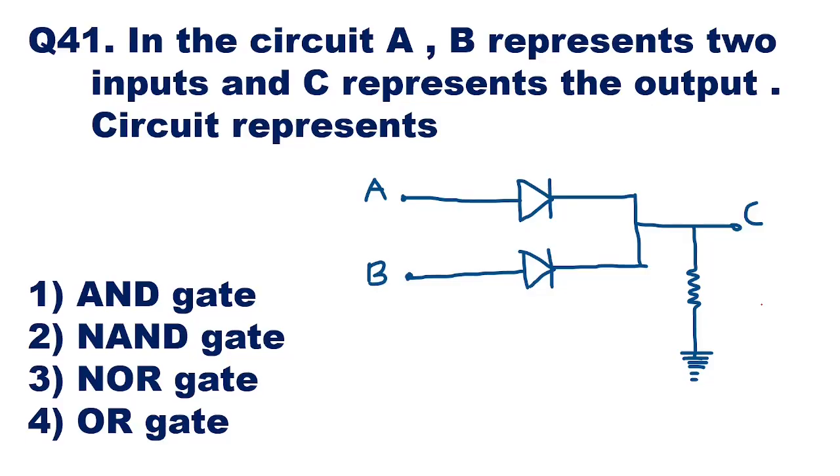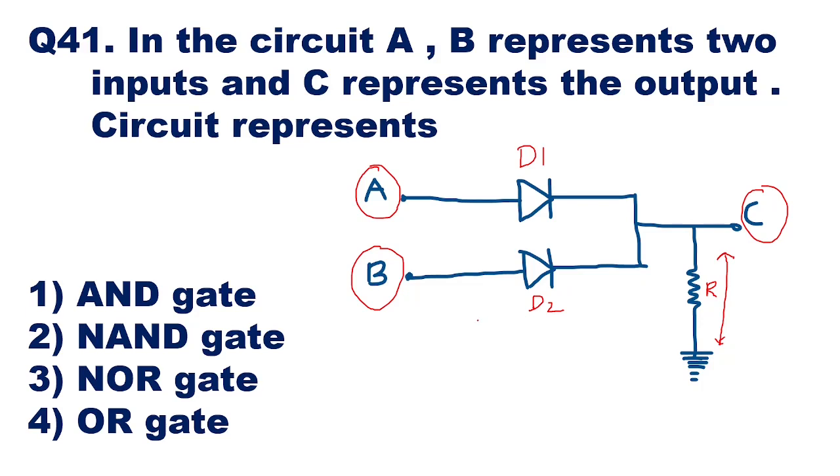In the circuit shown, A and B represent two inputs, and C represents the output. Here we can see input A and input B. We have diode D1 here and diode D2 here, and the output is taken as C over here. There is a resistance here which will develop a voltage for the output C.